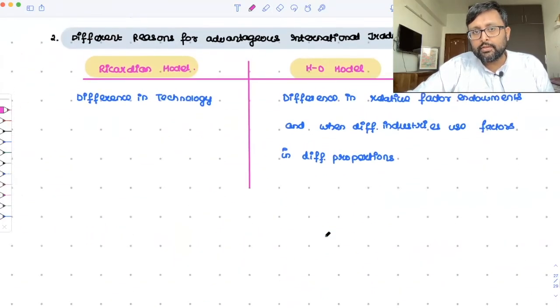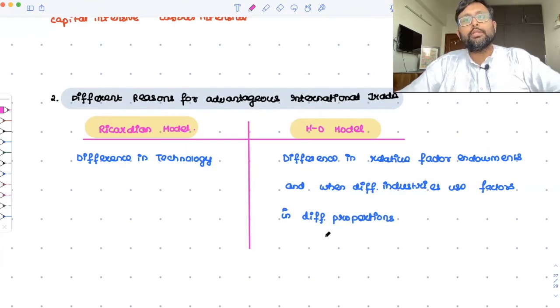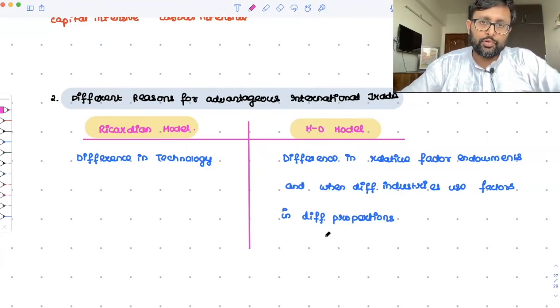So what are the main differences between the Ricardian model and the HO model? One, in the Ricardian model, you assume only one factor of production. In the HO model, there are two. That is more near to reality. In the Ricardian model, the basis of trade is differences in technology. And in the HO model, the basis of trade is differences in relative factor endowments, and the different industries are going to use these factors in different proportions. Another name for the HO model is the factor proportions model.